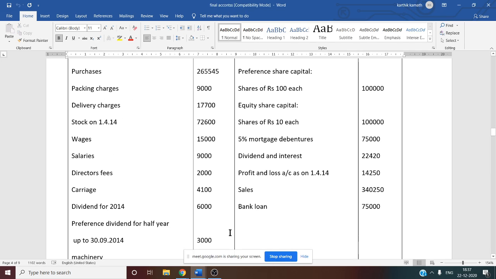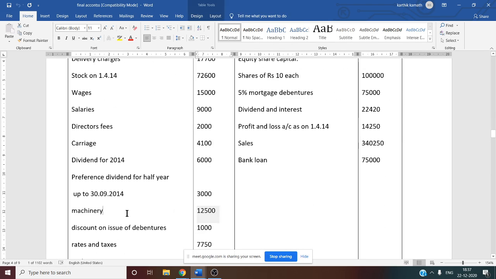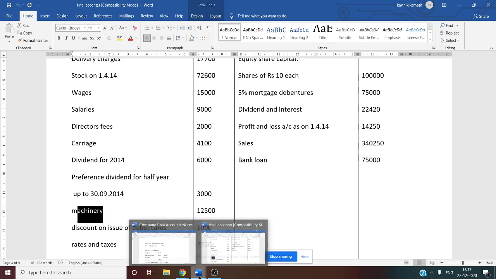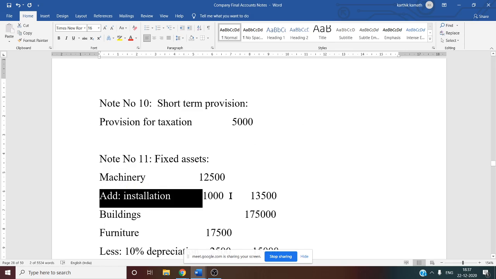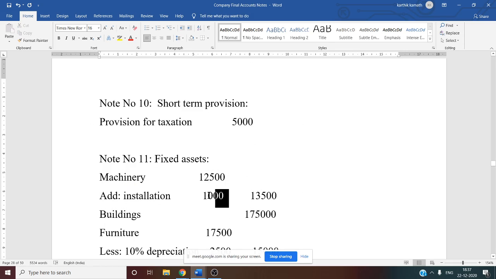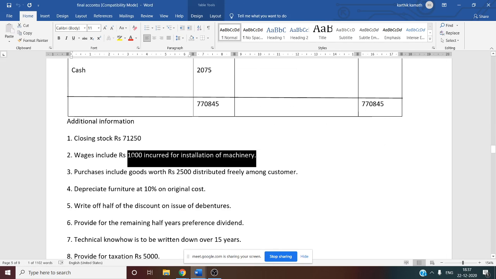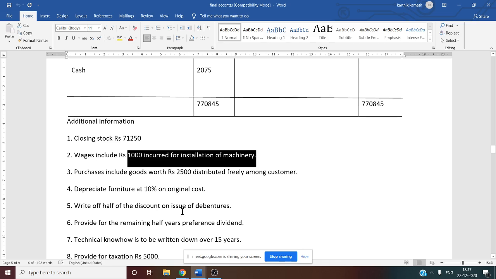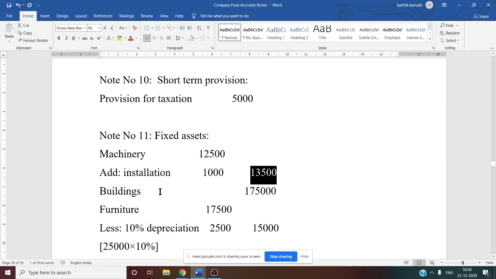Once again, we'll cross check. We have to search the trial balance for machinery, where the information given is 12,500. We have written the same amount 12,500 plus installation. Why have we added installation of 1,000? Because they have said it is part of wages, but it is actually not part of wages. It is part of machinery. In the adjustment they have mentioned wages include 1,000 incurred for installation of machinery. So you have to deduct it from wages and add it to machinery. Machinery final total is 13,500.